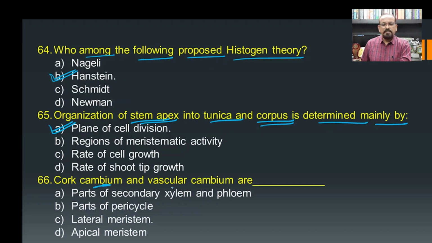Then cork cambium and vascular cambium. Cork cambium is present outside the vasculature, and the vascular cambium is present in the vascular bundle or the stele. So if you see this cork cambium and the vascular cambium, these are the examples of the lateral meristem.